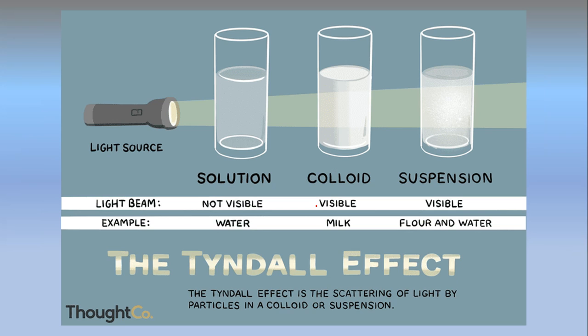So here's a beautiful example of how you can tell the difference if you have a flashlight and the mixture in front of you. You can use the Tyndall effect, which means that you look at how light goes through. So solutions, because they're mixed so beautifully, the light is not visible. It goes straight through. However, with both colloids and suspensions, you can actually see the different particles in there because they're a lot larger. They don't dissolve quite as nicely, and therefore it scatters the light.